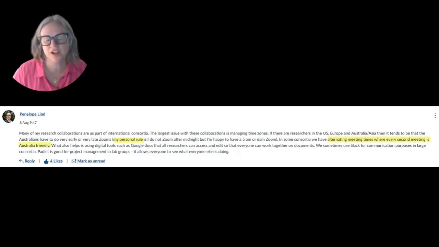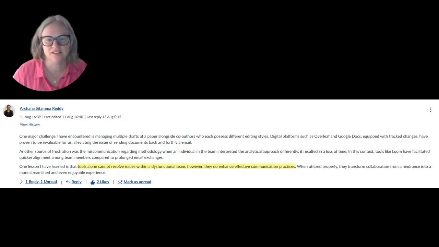Penelope shares working practices from international research groups, along with their personal workflow practices that make working in this way more sustainable. And Arkana highlighted some practical strategies they've used to address two very specific challenges encountered while working in digital research teams.